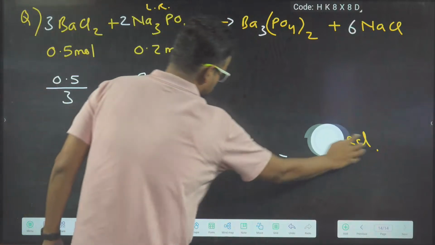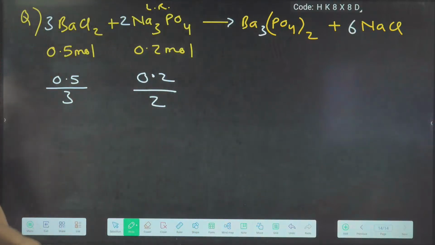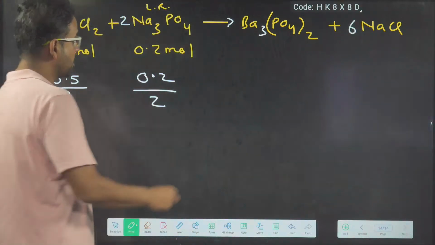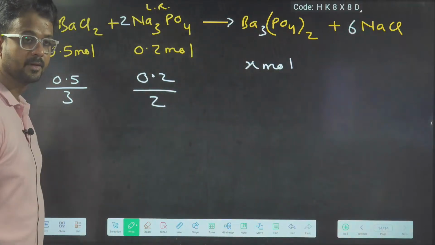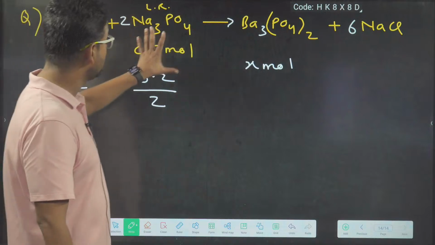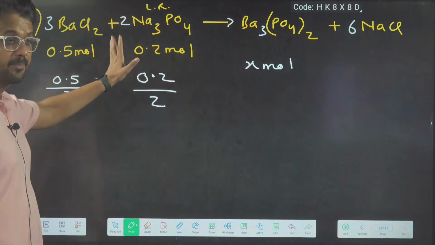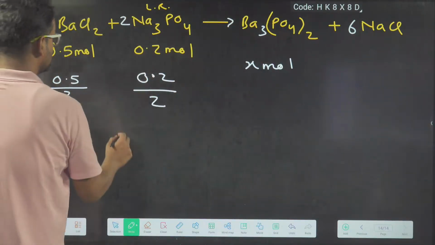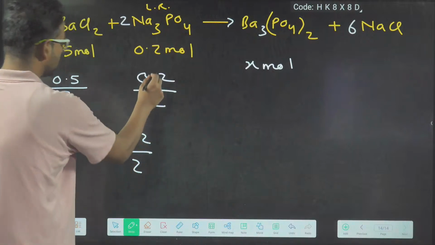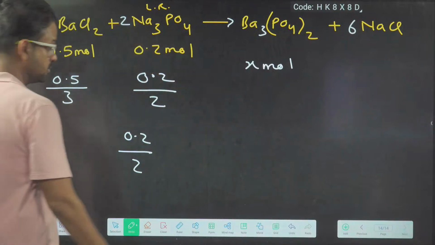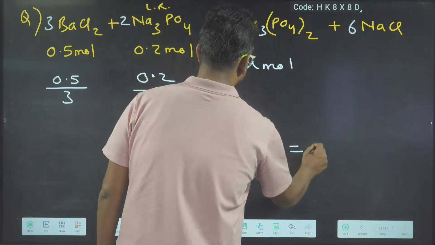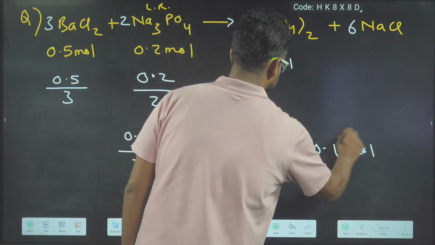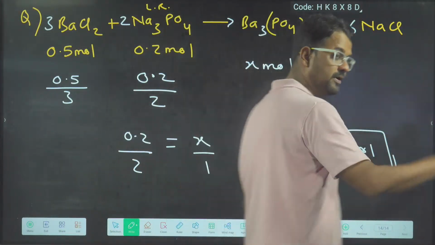Okay. So now in order to calculate the product, let us say product is X mole. So you will apply the equation on limiting reagent and product. So 0.2 upon 2 is equal to X upon 1. So X is equal to how much? 0.1 mole is the answer. Well done, my dear kids. Very, very good.